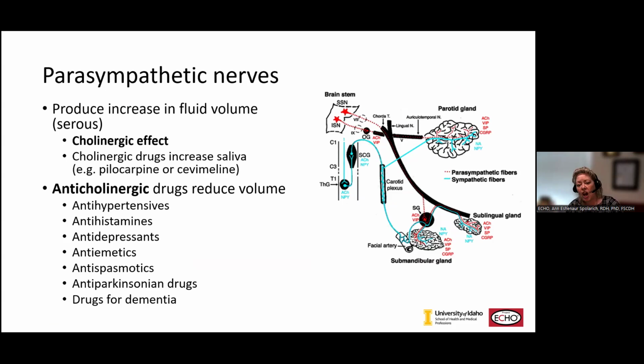So just as a review, we had said that the parasympathetic nervous system typically is responsible for increasing the fluid volume or the serous portion of the saliva, and we would refer to that as a cholinergic effect. So sometimes we do this to our advantage with medications where we give them to people to turn on and increase their flow. And we have two drugs that are approved for use in the United States for this, pilocarpine and cevimeline. They are FDA approved for patients with Sjogren's syndrome and people who have gone through radiation therapy to the head and neck region for head and neck cancers where the saliva glands have been affected.